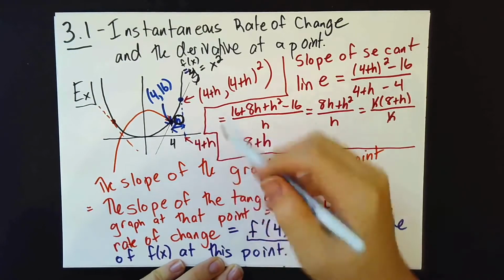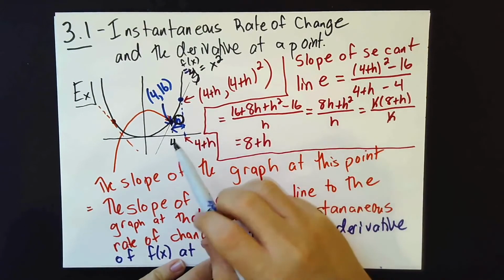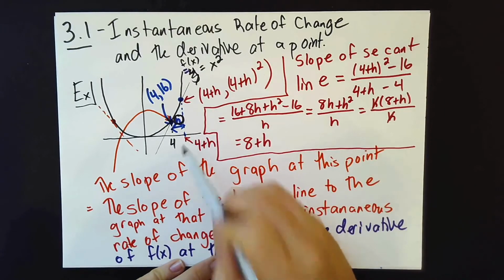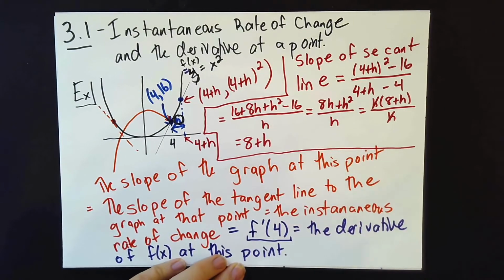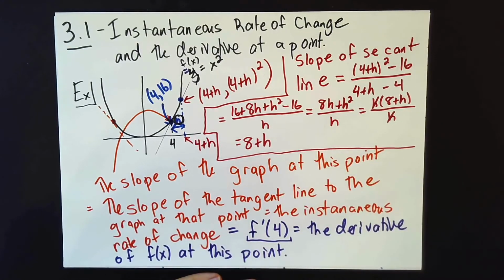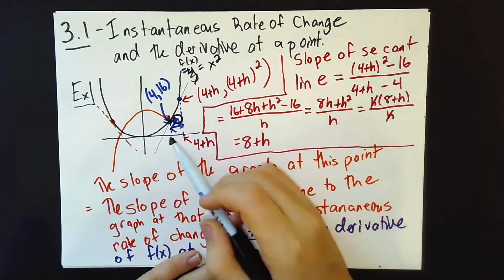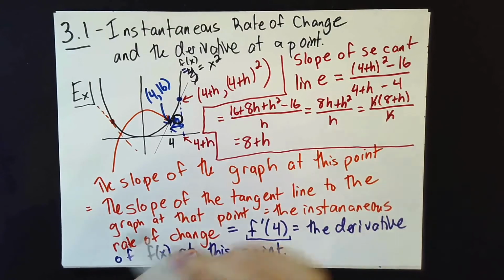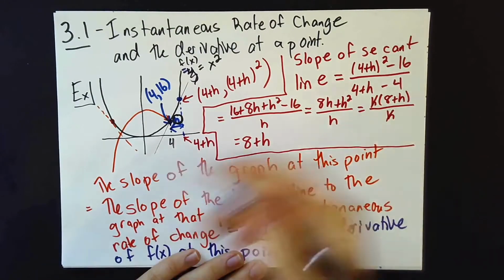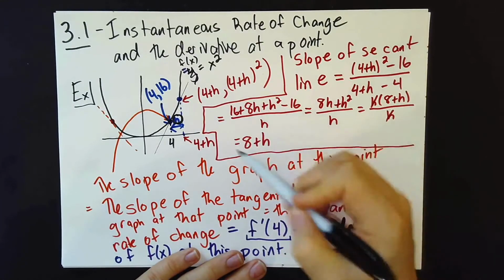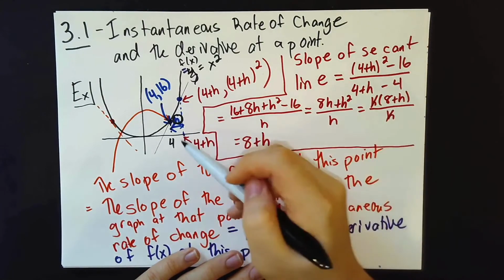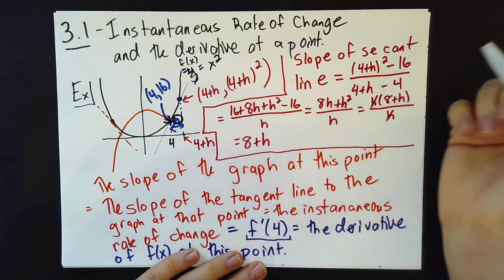So for example, if h was 1, this would be talking about the secant line through the inputs 4 and 5. Or, to harken back to our previous terminology, that would be the average rate of change of this function between 4 and 5. Or, if I chose h to be 6, then this would be 12, and that would be the average rate of change between 4 and 10.